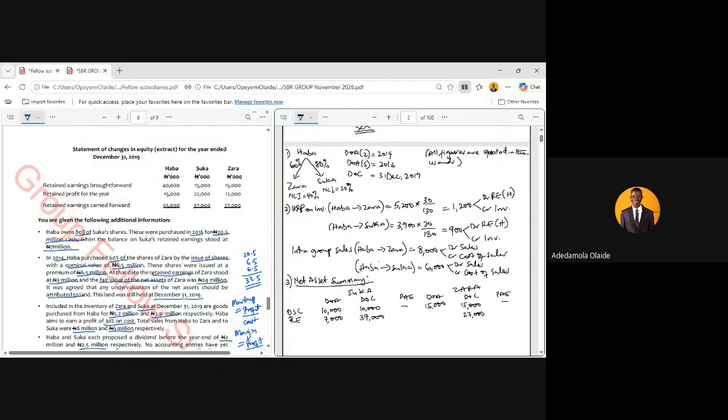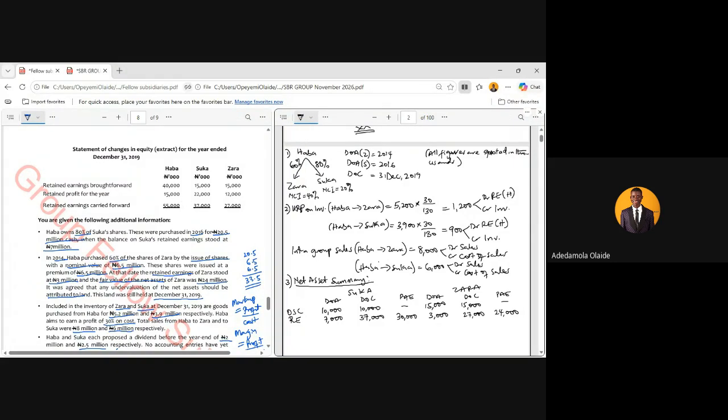Then for Zara, it is what? They told us their retained earnings were standing at 3 million. If that is the case, 37 million minus 7 million, that will be 30 million. 30,000. 27,000 minus 3,000, that will be 24,000. Then, do we have any other thing? No. The unrealized profit is not affecting the retained earnings of either Suka or Zara. It is affecting their net asset, but not the retained earnings. So we leave it out.